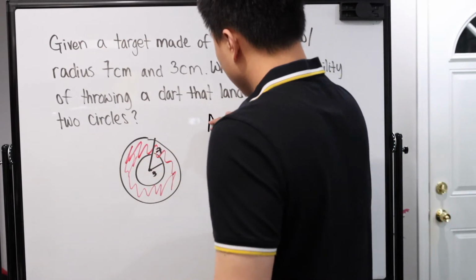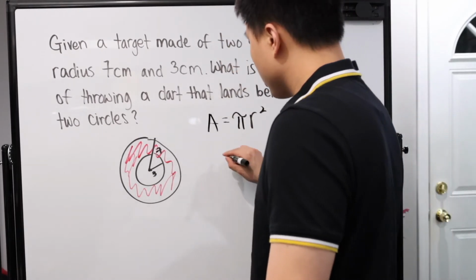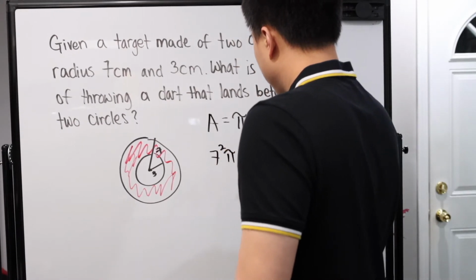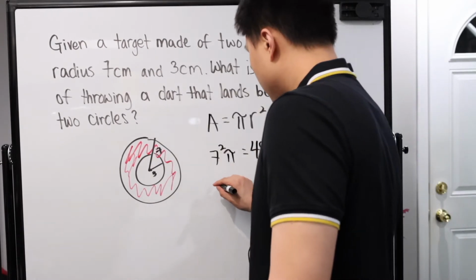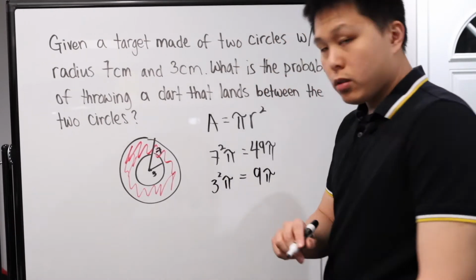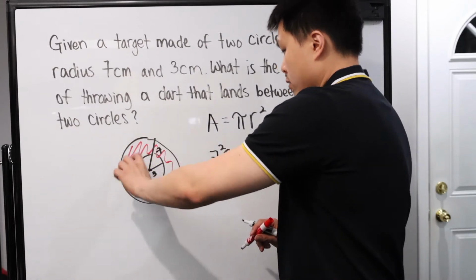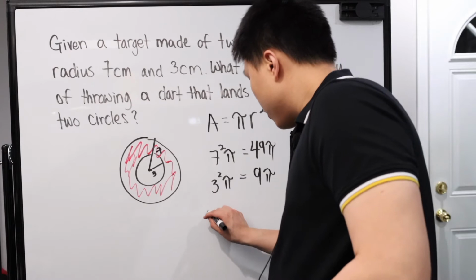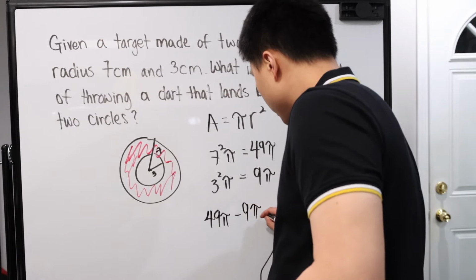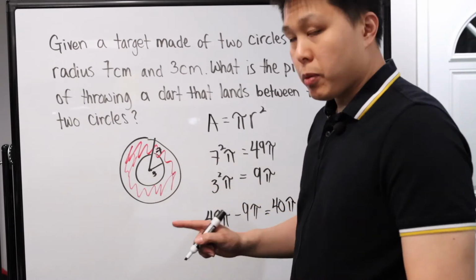First and foremost, area of a circle equals pi r squared. So the area of the large circle is just going to be 7 squared pi, or basically 49 pi, right? Area of the small circle is going to be 3 squared pi, or basically 9 pi. Cool. So if we subtract them, we get that little donut area that we really want. So we're just going to have 49 pi minus 9 pi, which is 40 pi.